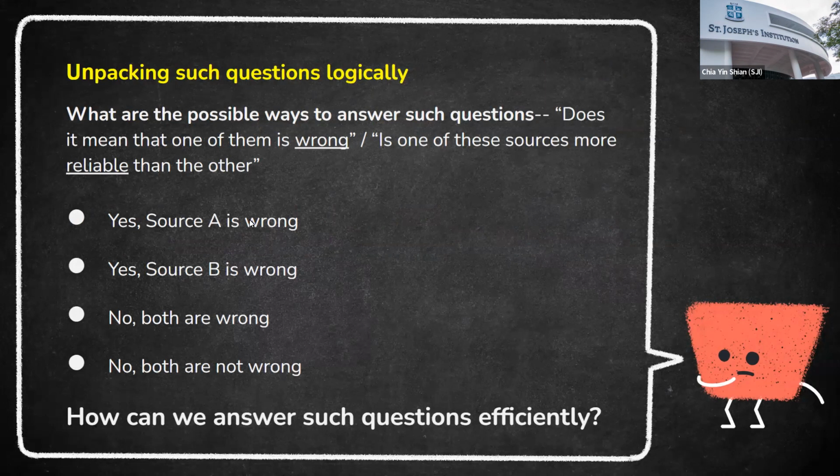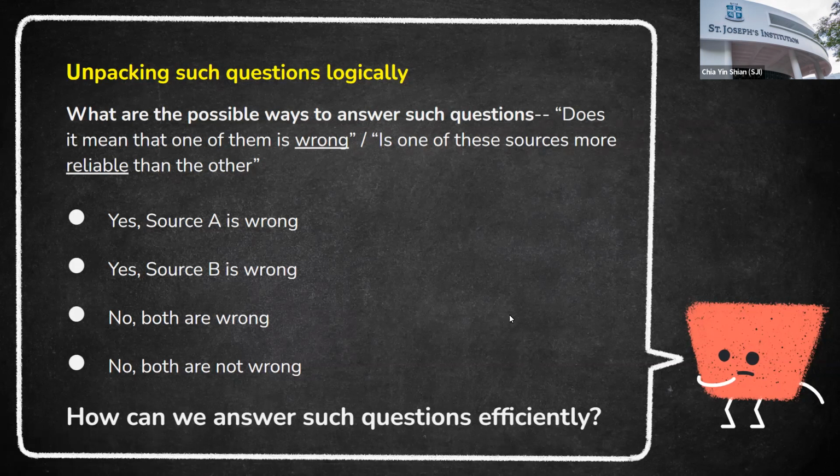Yes, source A is wrong. Or, yes, source B is wrong. Or, no, both are wrong. Or, both are not wrong. Now, when we talk about the fact that a source is wrong, are we really saying that they are fake news? Well, definitely not. In the source-based question context, the word wrong really talks about reliability, that it is wrong because it cannot be backed up by another source or your contextual knowledge.